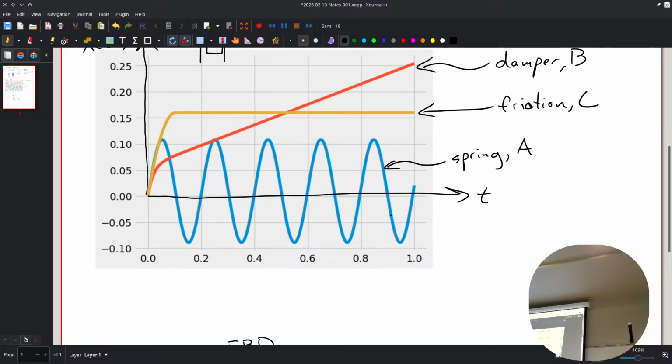Some things for comparison. Now we have three solutions. I always thought the friction would actually stop it. Yeah, actually bring it to a stop. It's the only one that actually stops it. Friction is the only one that brings it to a stop.